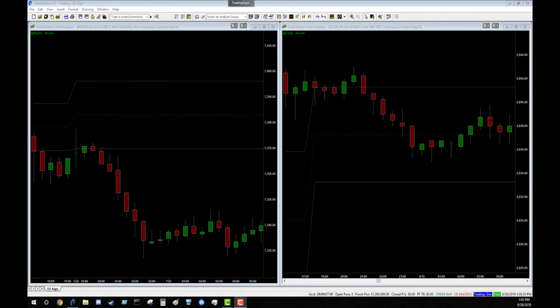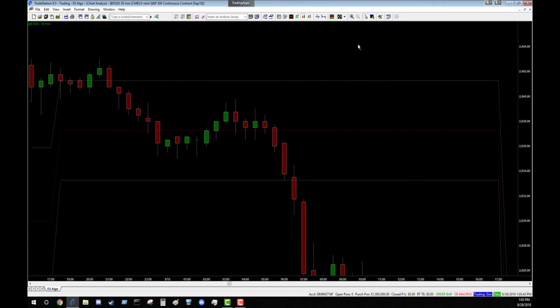The examples we're going to look at are the S&P 500 and the Nasdaq. This will be on the futures. So we'll take a look at these examples here. What you see on the screen is the value area high, the point of control, and the value area low. And these three pieces of information are supplied from the previous day's price action.